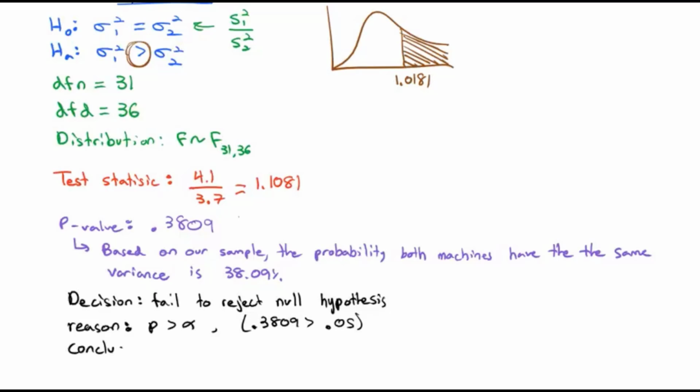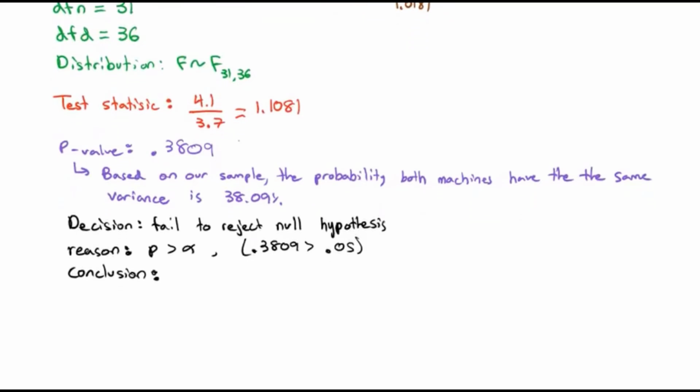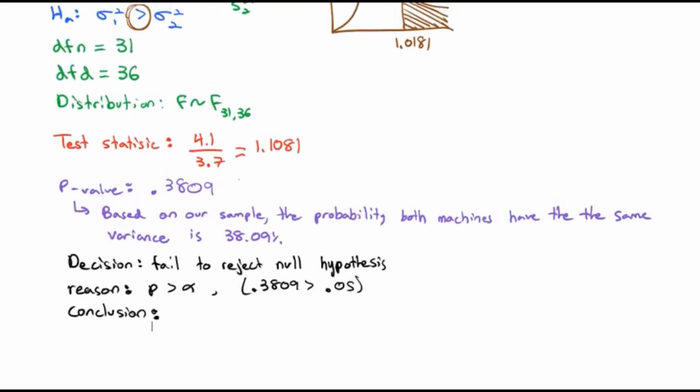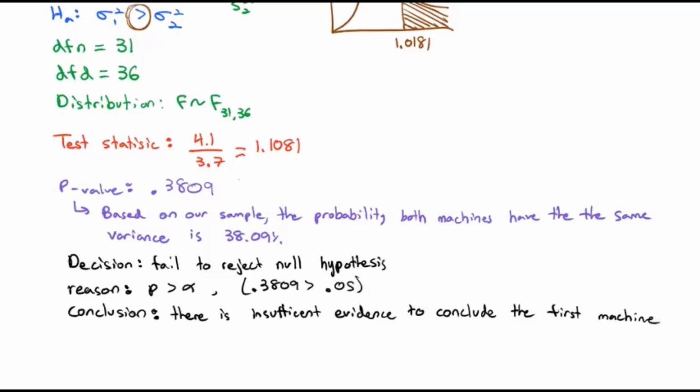And so for our final conclusion, which is always written in the context of the alternative hypothesis, I'll leave the alternative on there, is that there is insufficient, or there is not sufficient evidence to conclude the first machine has a higher variance than the second machine.